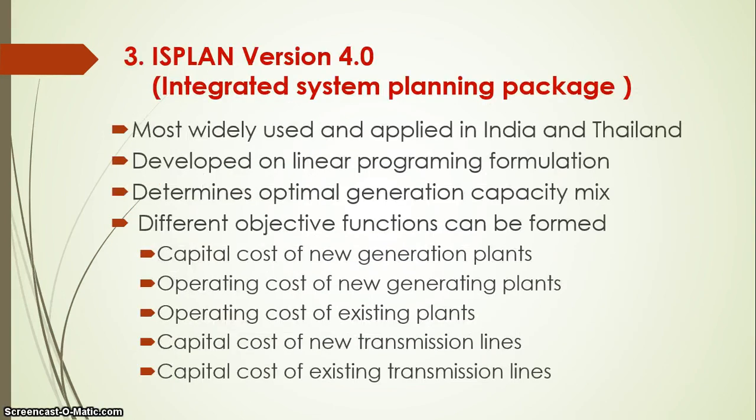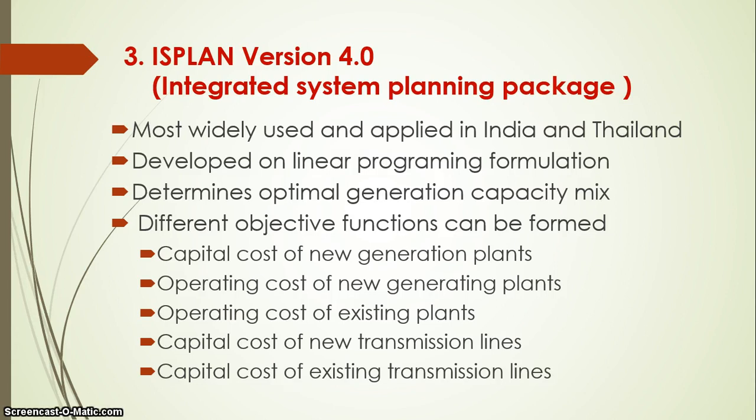Coming to our third software, which is IS Plan version 4, integrated system planning package. This is the most widely used and applied in India and Thailand. So IS Plan version 4.0, you have to remember it is used in India and Thailand. Developed on linear programming formulation. Here in each of the software, our goal is to optimize the generation cost by optimizing the initial investment on plant, its equipments, and determine the optimum generation capacity mix. So what type of resources and what type of plant according to the resource is included to get our optimum generation mix.